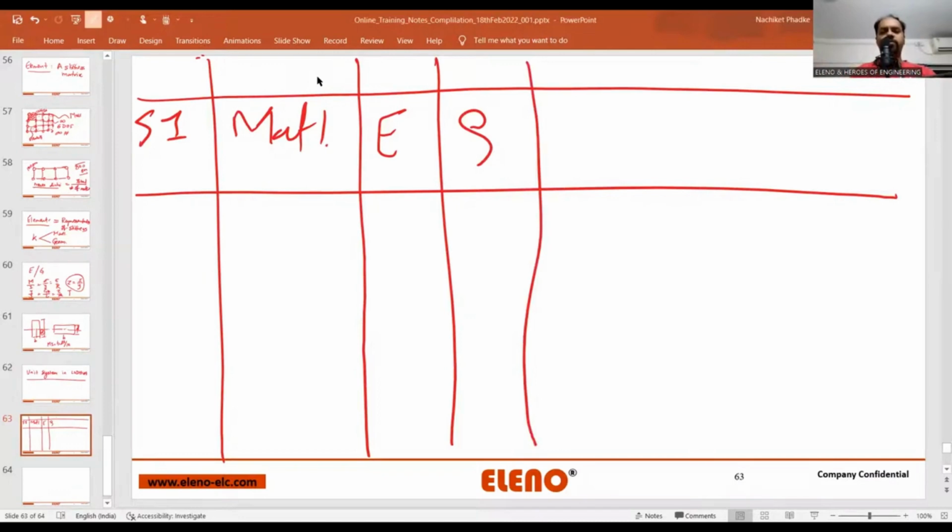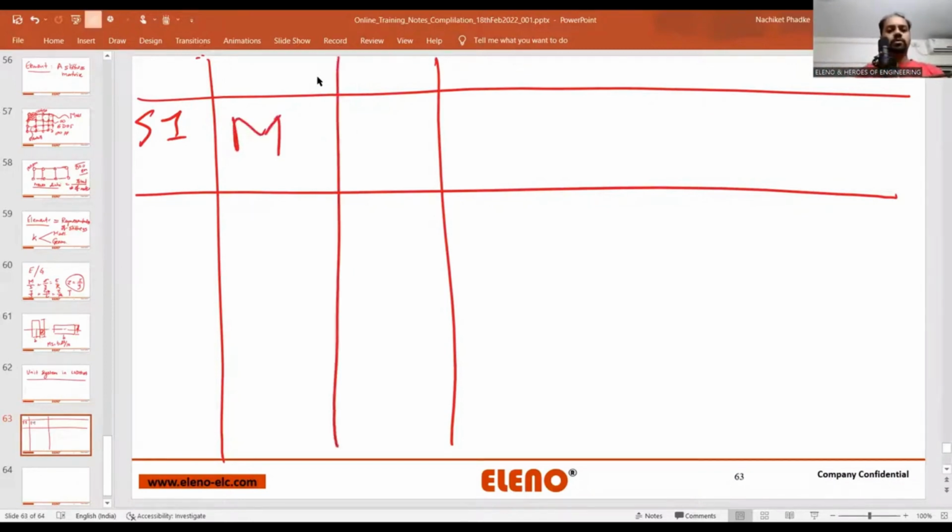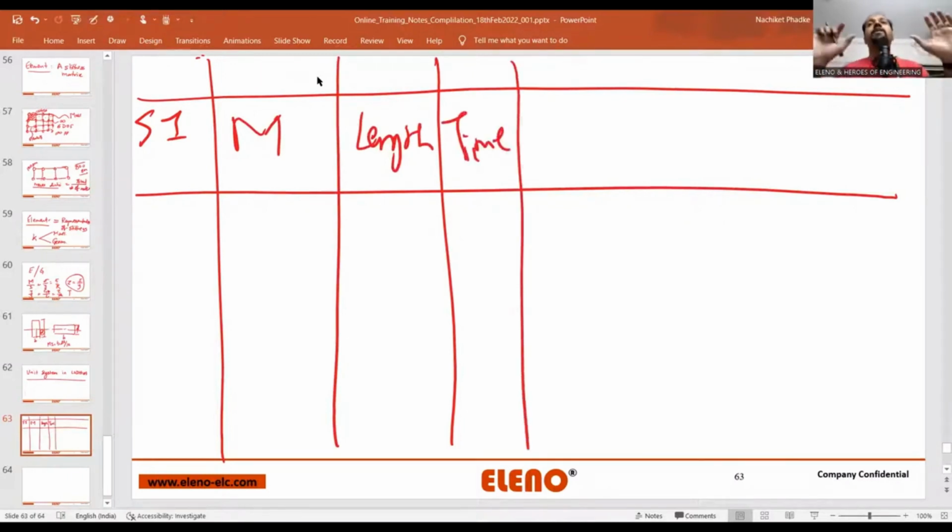Then we have, so we'll go for, let's say, okay, let's do it the other way. This will be the second table. For SI system, we'll go for mass unit. We'll go for length unit. We'll go for time unit. And these three units will be independent units. Is that fine? So these three will be independent units.